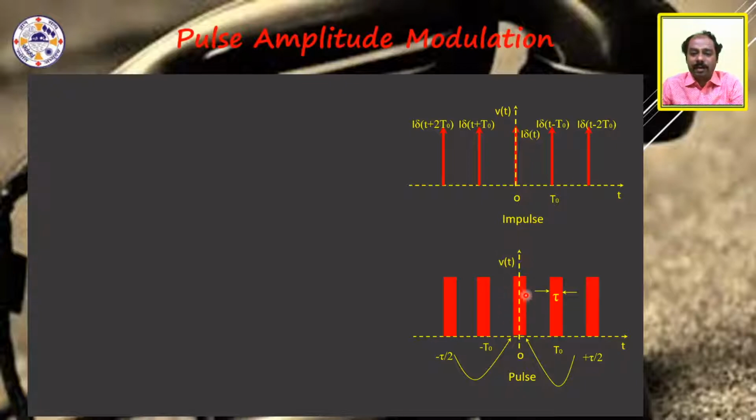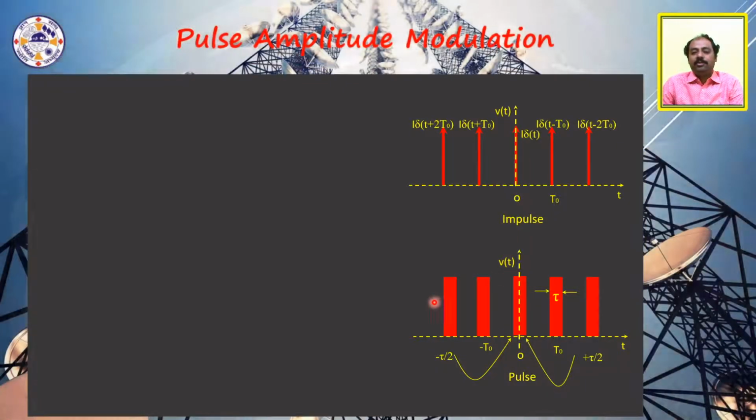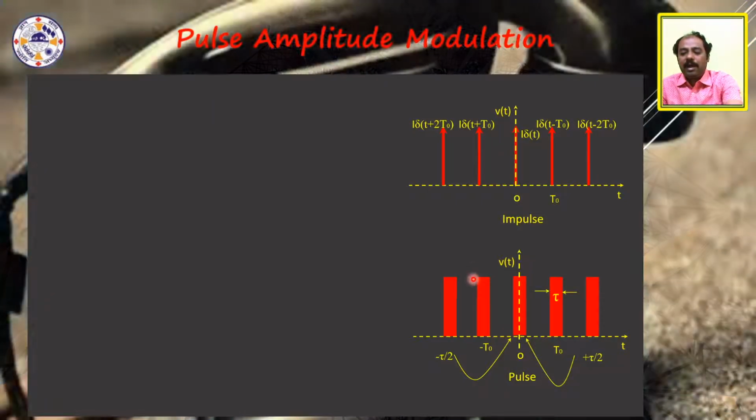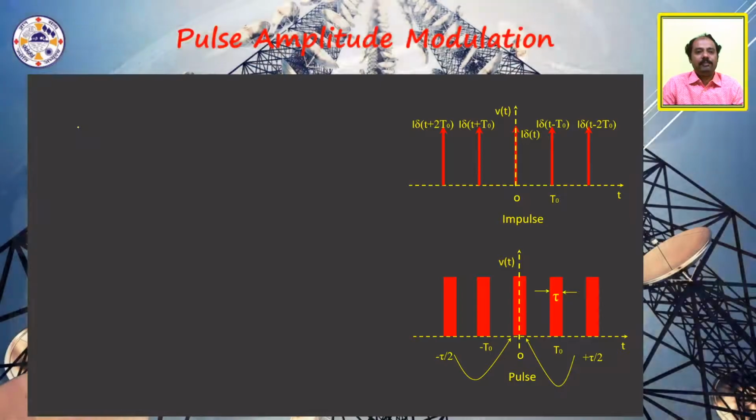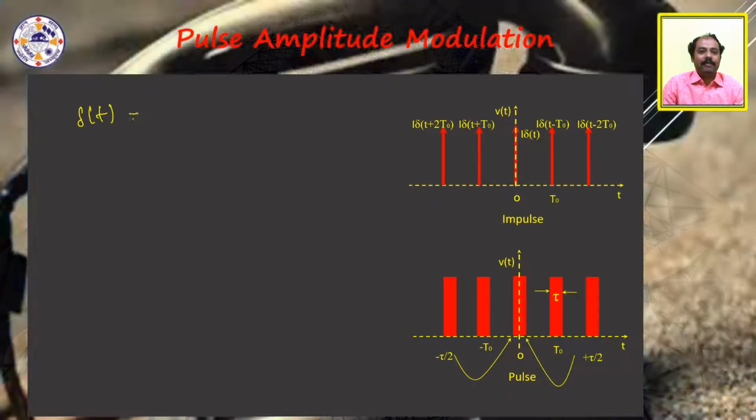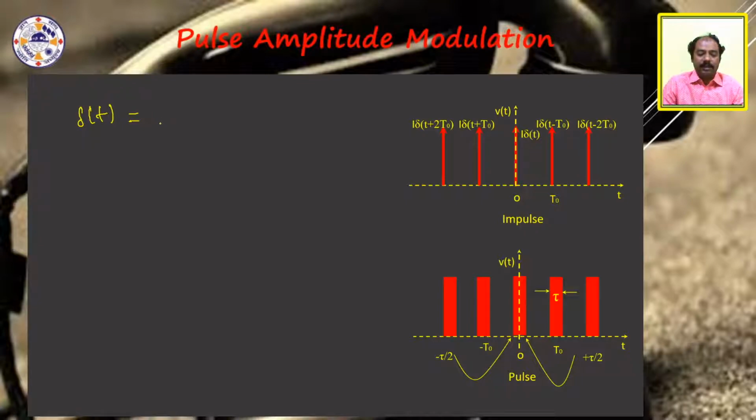And in the second figure, I have shown you a sequence of pulses. So this is a sequence of impulses, and this is a sequence of pulses. Now I want to first formulate this sequence of impulses. Before defining an impulse mathematically, I have to know what the Dirac delta function is. Now you all know that the delta function is represented by delta t.